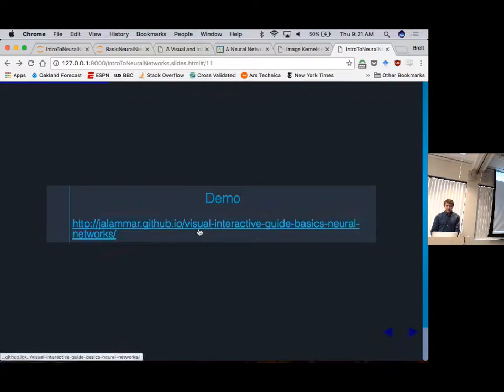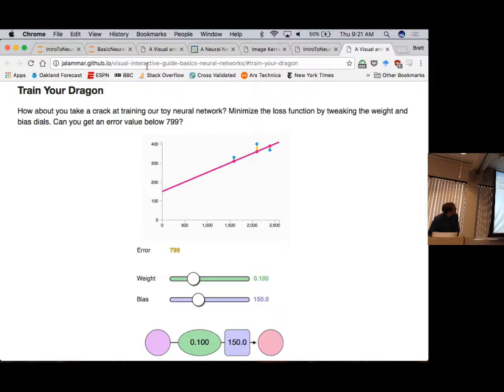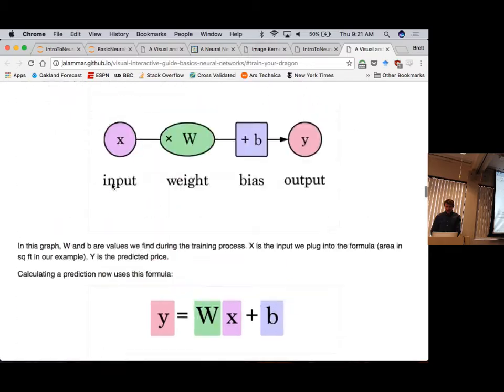Okay, so I'm going to click on the link. You can still copy it from my browser. You can read that: Visual interactive guide, basics neural networks. I also would guess if you Googled Jalammar train your dragon, it will be the first hit you get. It's probably a more efficient way.